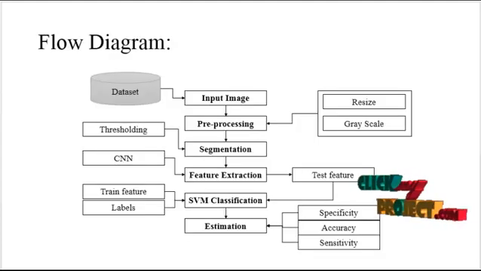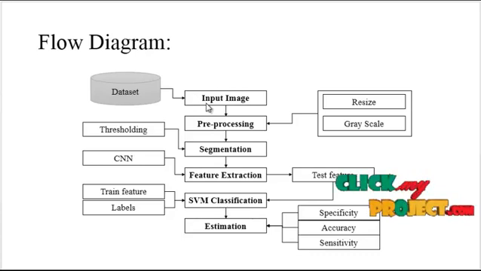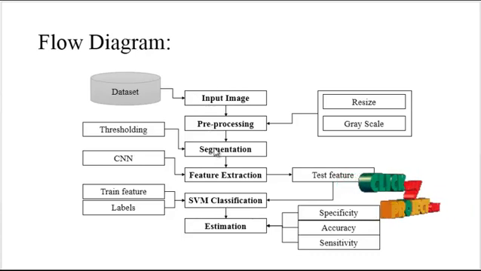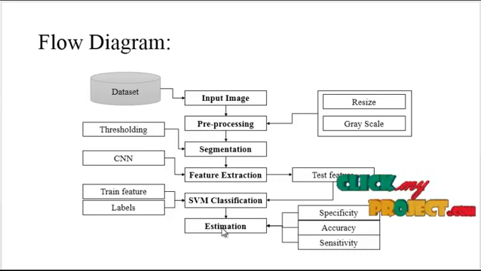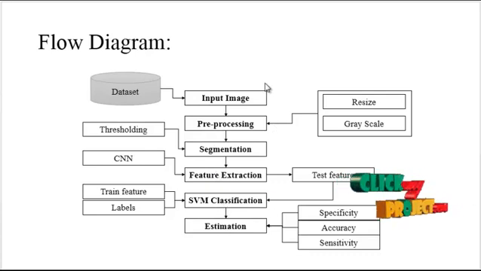Now we are going to discuss the flow diagram of the process. This is the overall working flow of this process. First of all, the modules are the input image, pre-processing, segmentation, feature extraction, classification and performance estimation. Now we discuss the flow diagram.